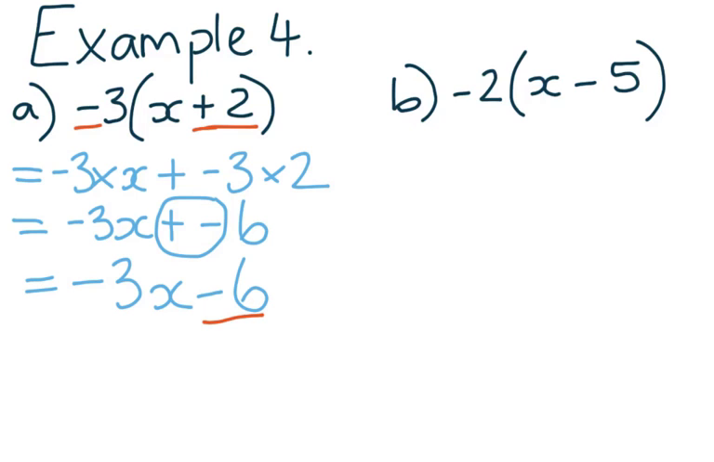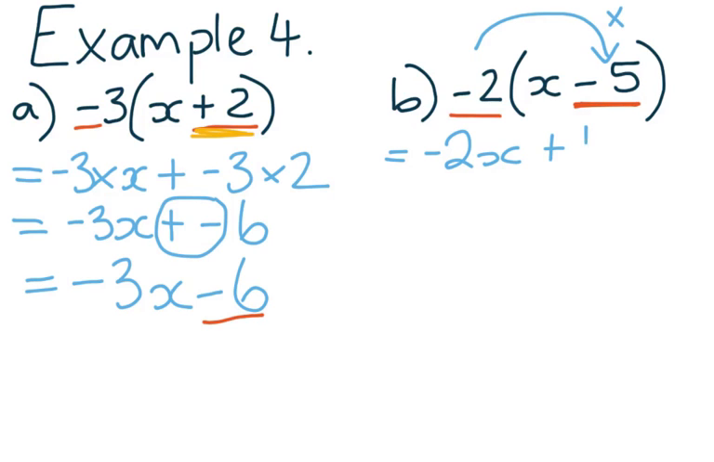Then, if we do example 4b here, we're going to have -2x, we know that, because it's -2 times x. But now we look at this, we've got -2, and just like in the first example, I said here was +2. What we're going to look at now is the fact that the 5 is actually -5. So what we can say is -2 times x gives us -2x, and then -2 times -5 gives us +10. And that's how we do that one.